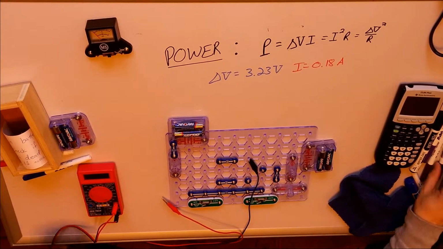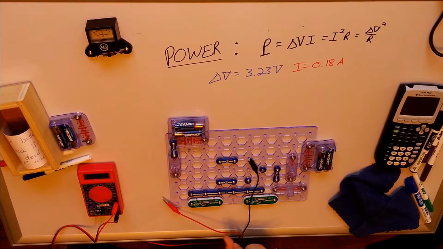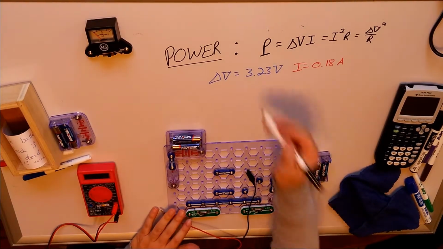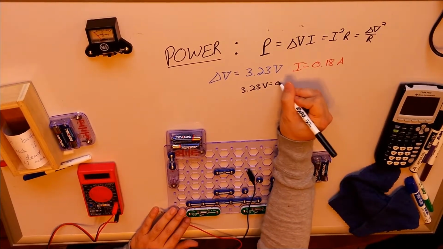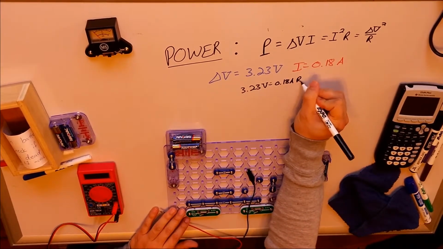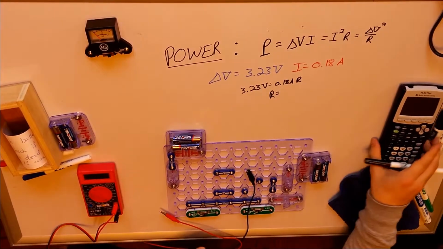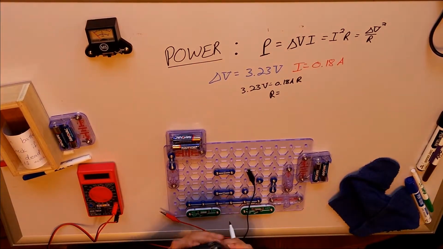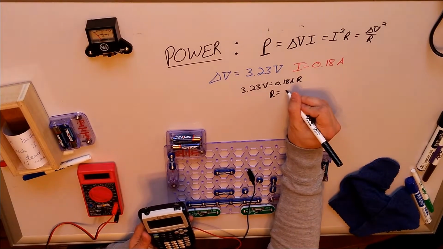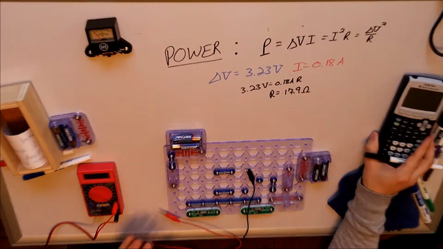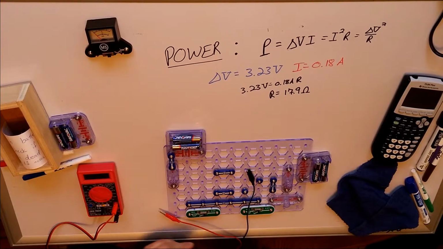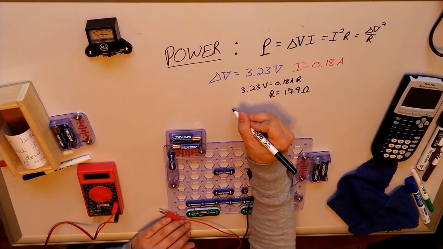Great. Let's go through and quickly find what the resistance of this light bulb is. Let's apply Ohm's law real quick. So we know that 3.23 volts will be equal to 0.18 amps times our resistance. Therefore, our resistance is going to be 3.23 divided by 0.18. We end up with approximately 17.9 ohms. Okay, so this right now appears to have a resistance of about 18 ohms. We're going to see if that changes. Let's see what the power is for this thing.